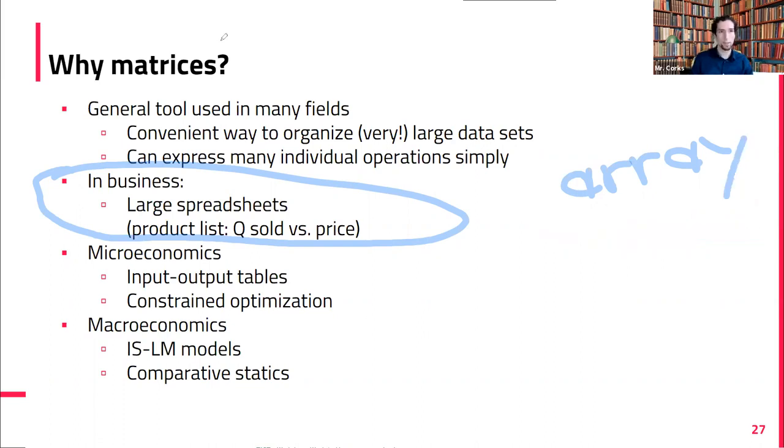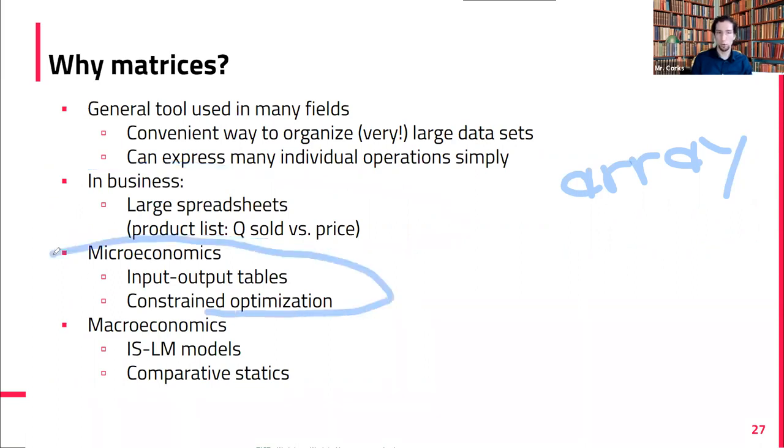Specifically, on the math side of things, microeconomics. I don't know if you will see this in your current micro econ class or not, but if you go a little further in micro, there's input-output tables. I'm not going to try to explain these now because I can't briefly explain them in a way that would be memorable, but there are lots of applications of this. We have talked about constrained optimization a little bit before. Macroeconomics as well has these things called ISLM models or comparative statics.